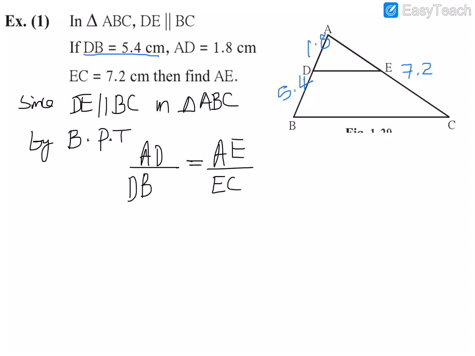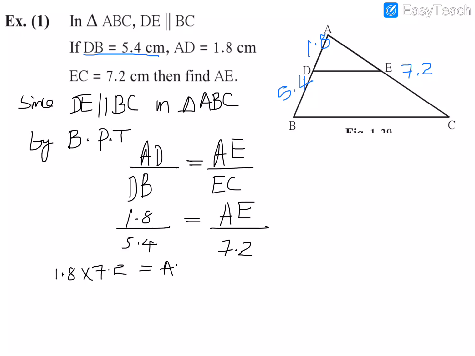AD, DB and EC are given. So I am adding the value of AD is 1.8 and DB is 5.4, and we need to find AE, and EC is 7.2. So now we need to find AE. For that I am cross multiplying. So it will be 1.8 into 7.2 is equal to AE into 5.4. So we need to find AE. I am taking AE to the left side and all the remaining values to this side.